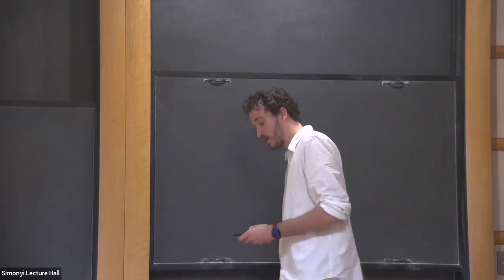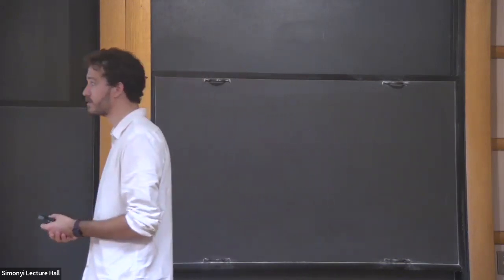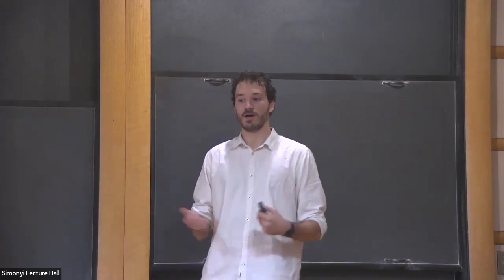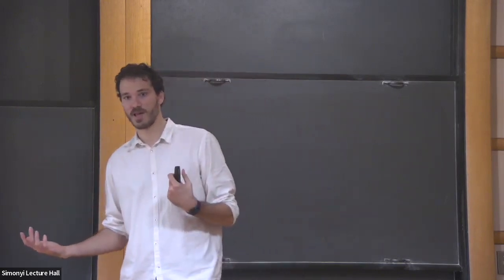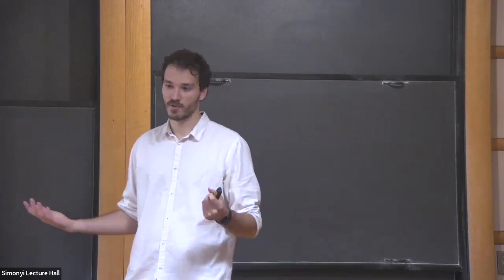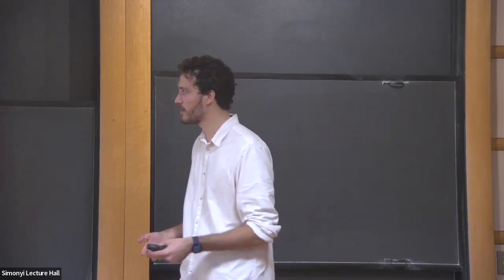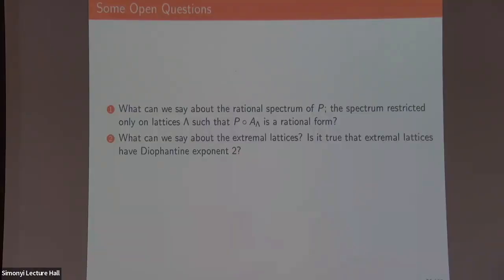And another interesting question is, even though we understand now that everything is an interval, I have no idea what this constant M_P could be. This is probably a very hard project for every binary form, to understand M_P. But I also have no idea what the extremal lattices look like.